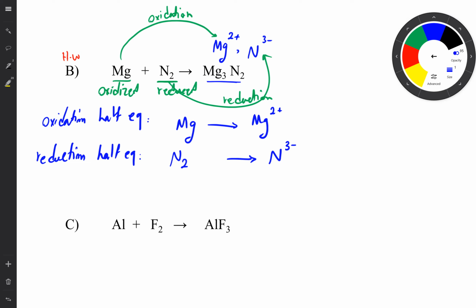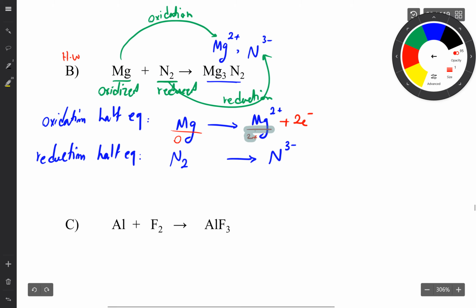Let's balance each of these half equations. For the oxidation half equation, you have one magnesium at the left, one magnesium at the right. The charge at the left side is 0, at the right side is 2+, so we add 2 electrons to the right side to balance the charge. So we always add the electrons to the side which has the extra charge.